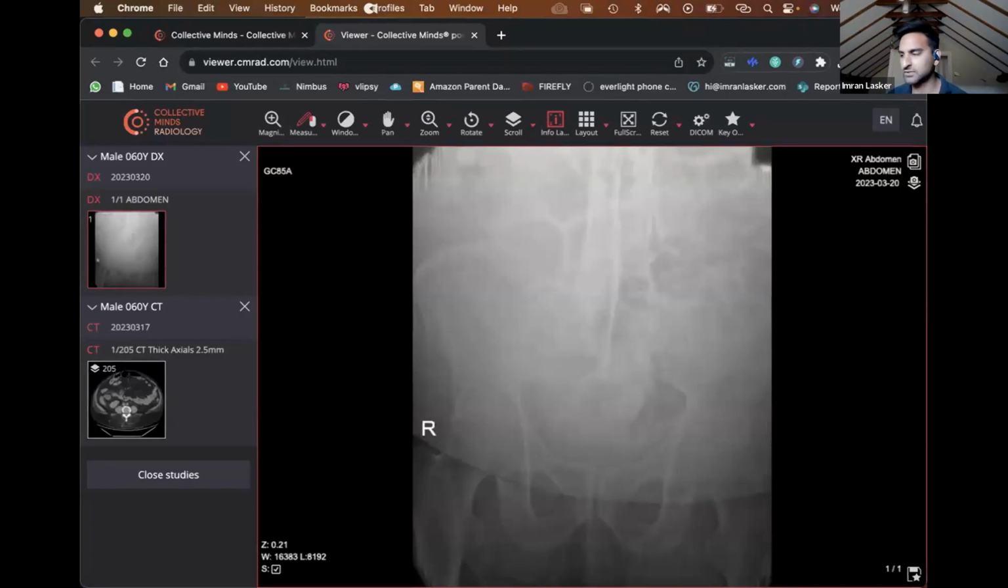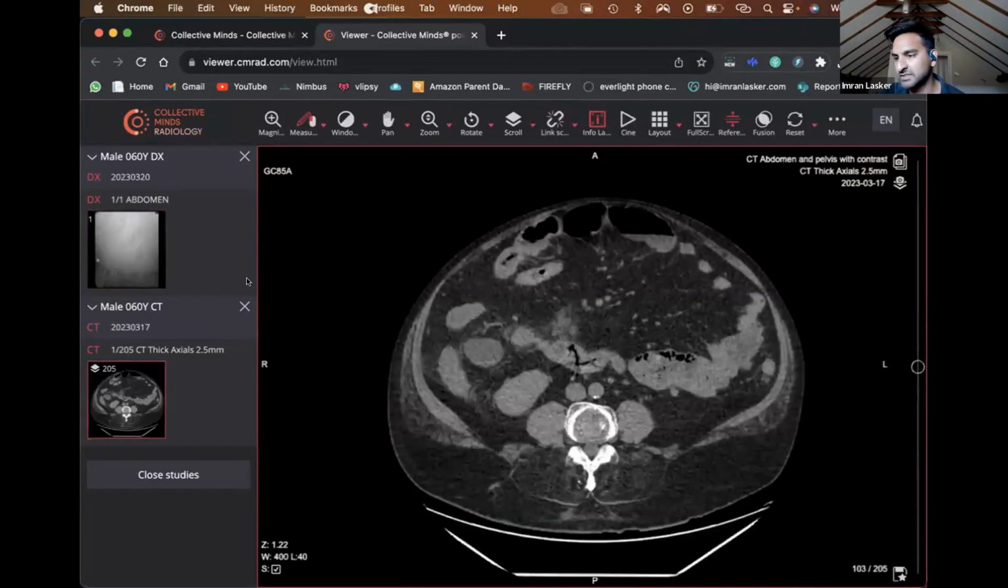Oh, someone has smashed that. Okay, good. So someone has come out with it. What we'll do, I'm not going to say that just yet. Let's just go through the CT scan.